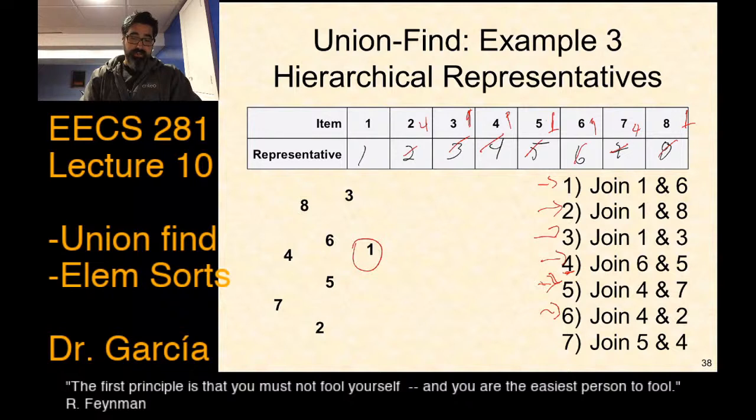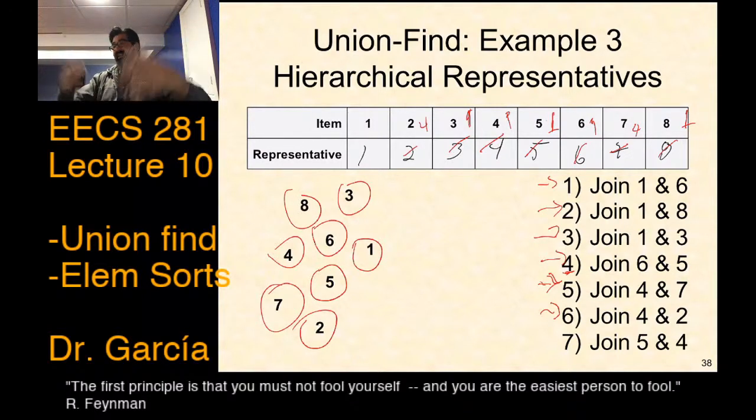So that means that 2 is also in set 1. Then similarly for 3, it already tells me it's set 1. 4, it already tells me it's set 1. 5 already tells me it's set 1. 6 already tells me it's set 1. 7 tells me I have to go to 4. 4 tells me that it's in set 1. And then 8, it's already telling me it's set 1.